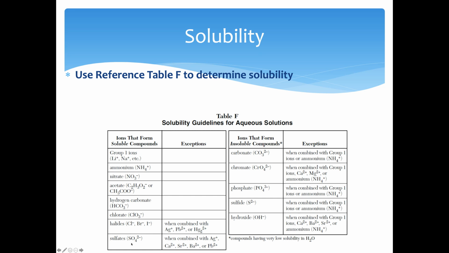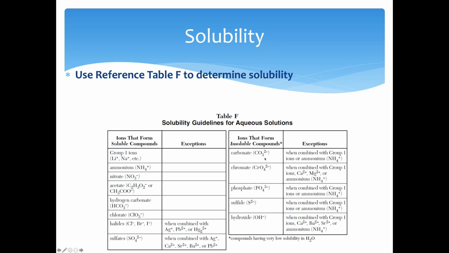Sulfates are typically soluble, but if the compound is silver sulfate or calcium sulfate or strontium sulfate or barium sulfate or lead 2 sulfate, the compound will be bonded so strongly that water cannot break the bond, and therefore it will be insoluble and form a precipitate.